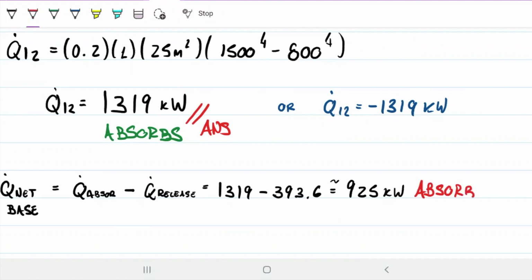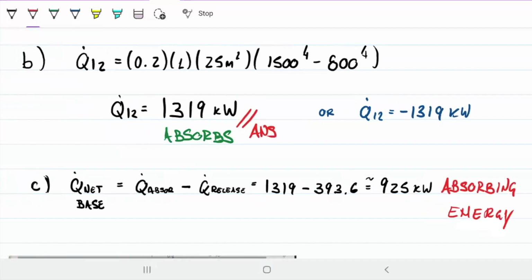So the end result of this is that it is absorbing 925 kilojoules every second that elapses, right? Obviously, your other option would be to say that the Q net is negative 925 kilowatts. But I think it's best for you to understand what's going on rather than use the negative numbers and get confused with it. Okay, great questions.